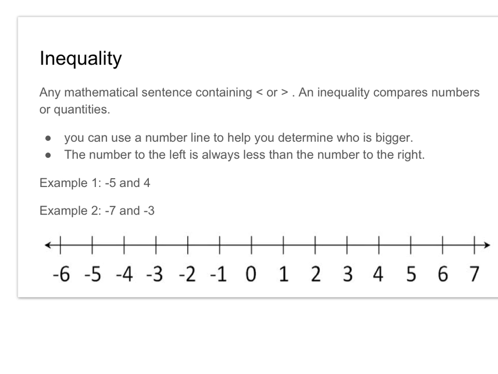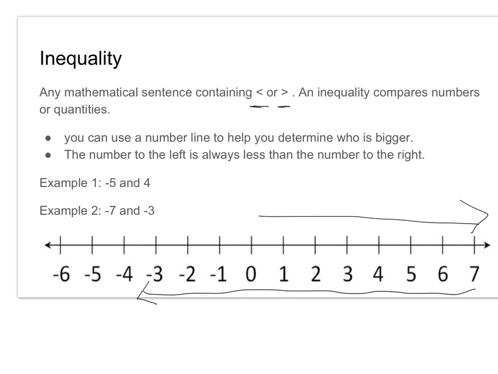Now, inequalities are any mathematical sentence using a less than or greater than sign. An inequality compares numbers or quantities. With inequalities, you can use a number line to help you determine who is bigger. With a number line, the number to the left is always less than the number to the right. As we go more to the right, our numbers are increasing. If you come back and go to the left, we can see that our numbers are decreasing.